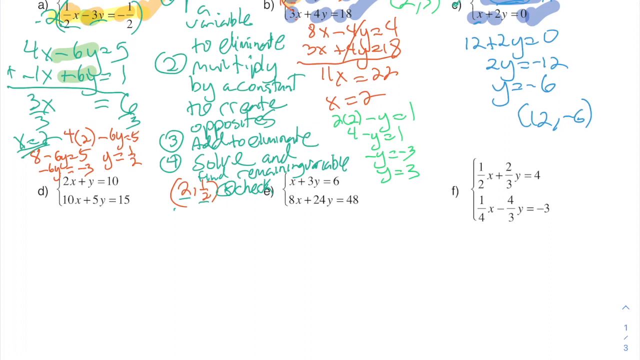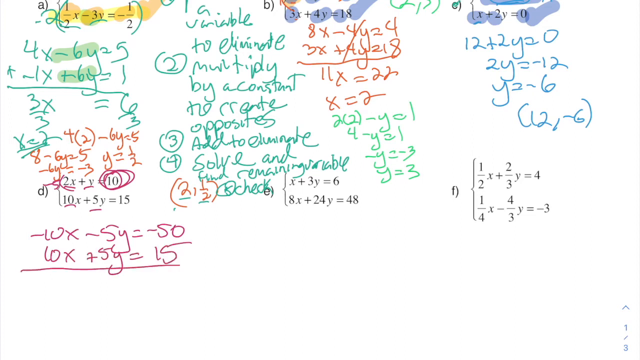All right, so looking at D. Hopefully you guys see you really can't go wrong with whatever you substitute. So let's change the 2x to a negative 10x. So I'm going to multiply the top one here by negative 5. So that's negative 10x minus 5y is equal to negative 50. Sometimes the problem with elimination is students forget about this last term. Please don't do that. Make sure you distribute it to both sides. And now the bottom one, 10x plus 5y is equal to 15.